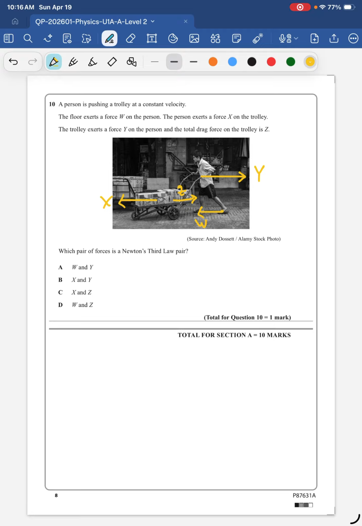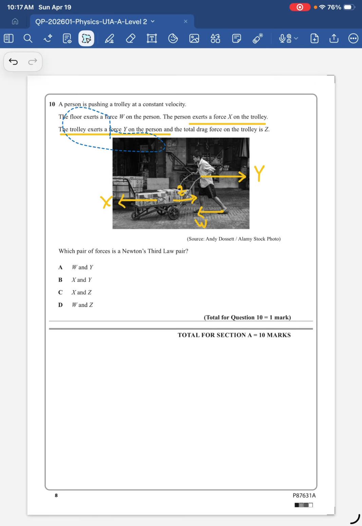This is Z. Okay, which pair of forces is a Newton's third law pair? W and Y. Okay, we have two different types of forces, so that's wrong by definition. X and Y. Okay, so what is X? X is the force exerted on the trolley by the person, and Y is a force on the person by the trolley, right? So let me move this line there. Okay. So that's actually a Newton's third law pair.